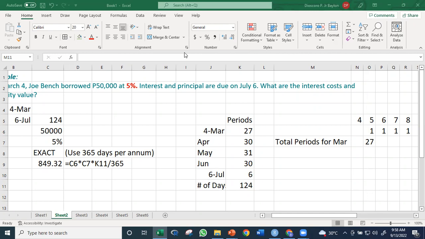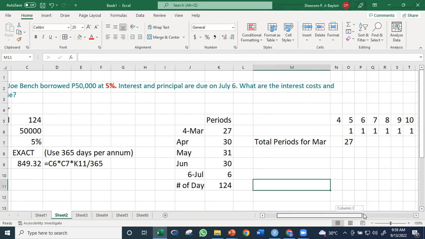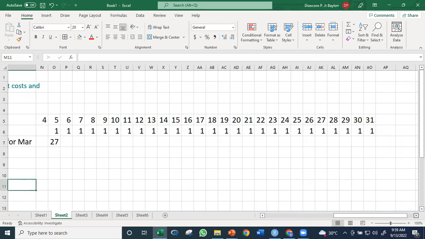Yes. I think you count the period from the previous month to the next month as one. Okay. So from March 31 to April 1, that's one period. Yeah, very good. Thank you, Gerard. That's correct. Okay, let me illustrate that.